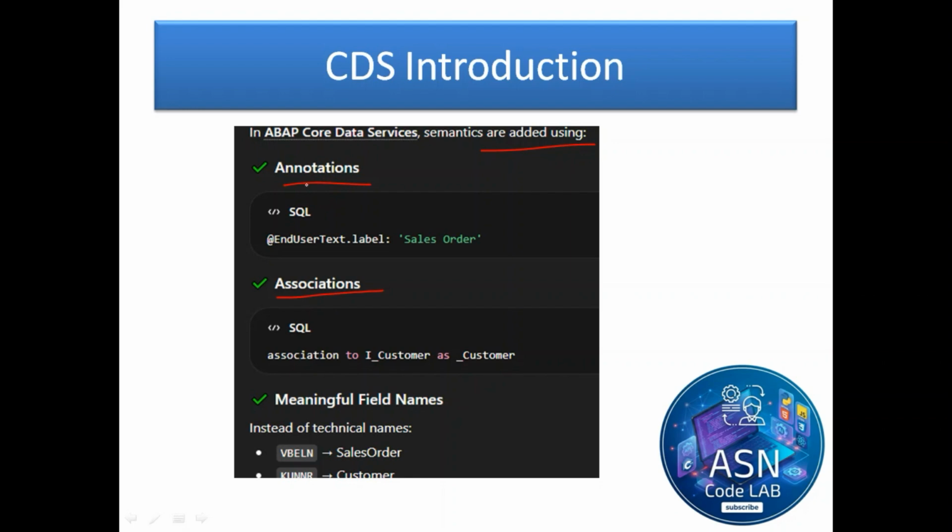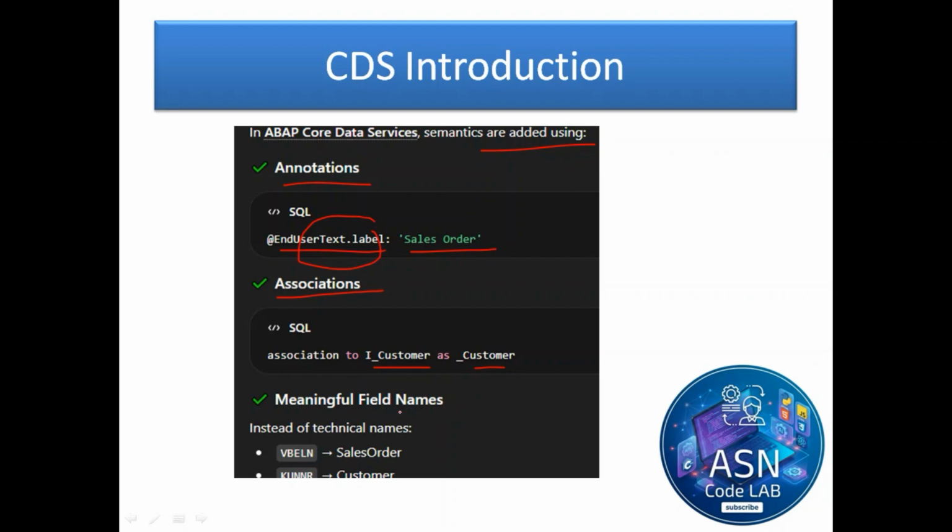So what does this mean? In depth we'll learn in the upcoming videos when we are implementing the CDS views. But for now, if you see this @EndUserText.label, this is an annotation. It is taking sales order as an end user text label. Similarly, association to I_Customer, alias name is given as _Customer.